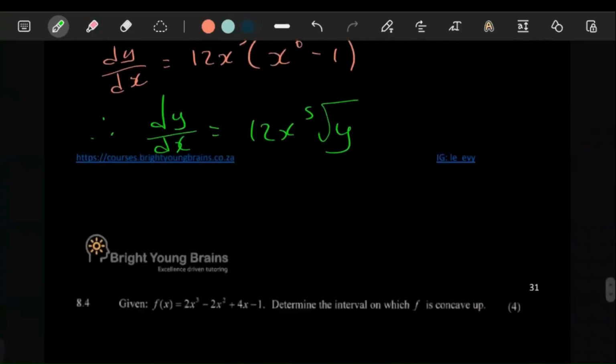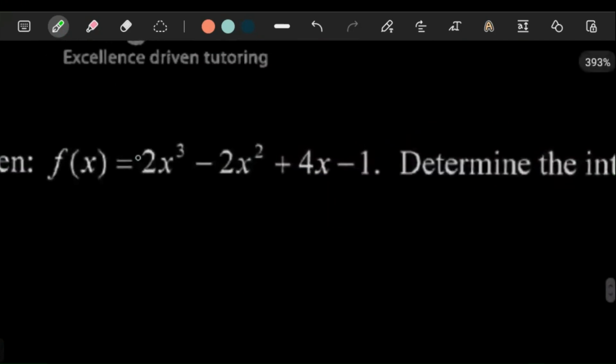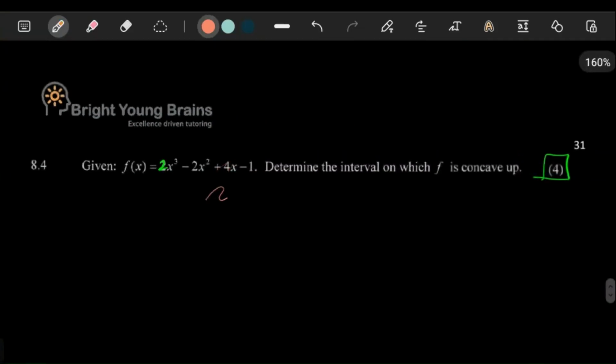Not bad. 8.4 says, given this expression, determine the interval on which f is concave up. So concavity is quite an easy question. 4 marks. Easy question. Determine the interval for which it's concave up. So the idea is you need to know the shape of the sketch. Since the a value here is a positive number, it means your sketch starts by going up, down, and then up again. So this is what the sketch looks like.